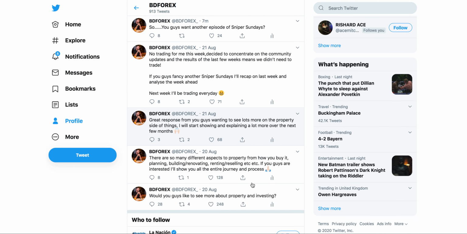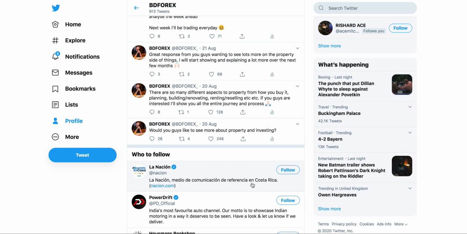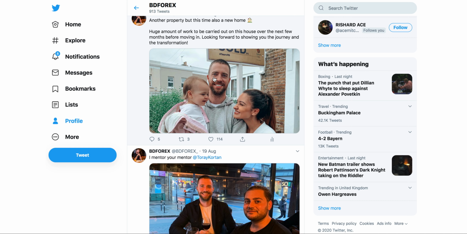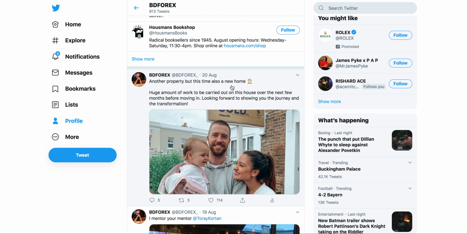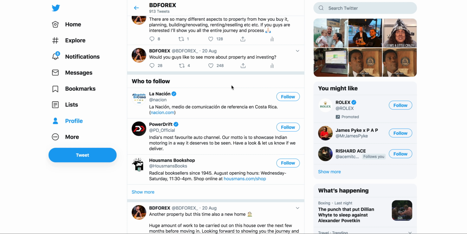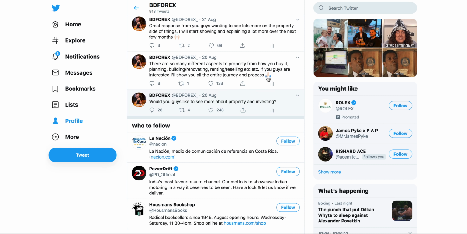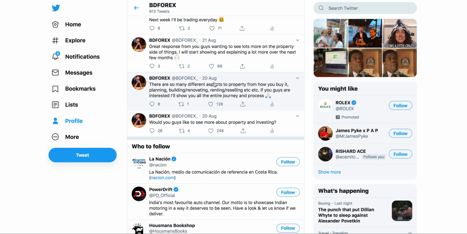But one of the reasons I was also not trading so actively last week is I did post a picture here that I actually bought a new property. And Twitter's great because it gives me a lot more chance to interact with you guys. And I just put up there, would you guys like to see more about property and investing? And there was a huge reaction, huge feedback from you guys saying that you'd love to see that type of stuff.